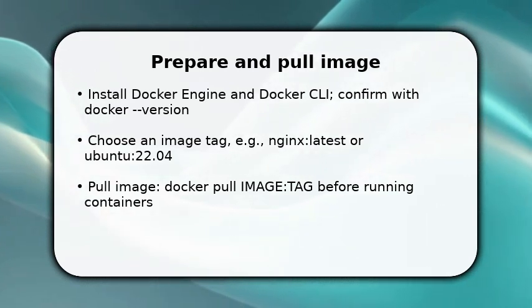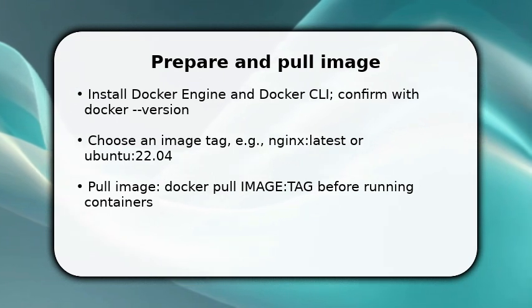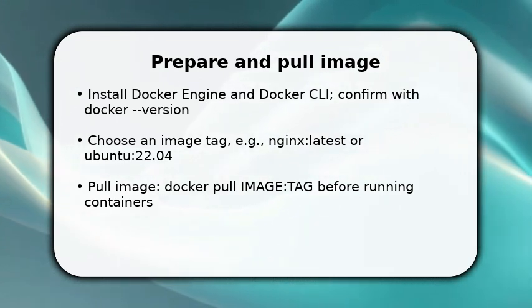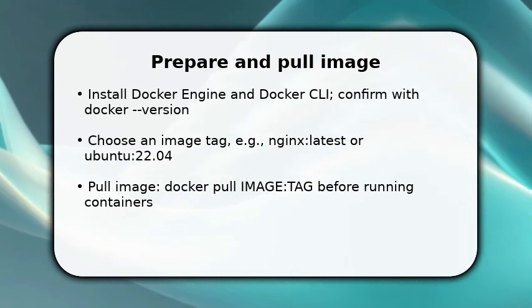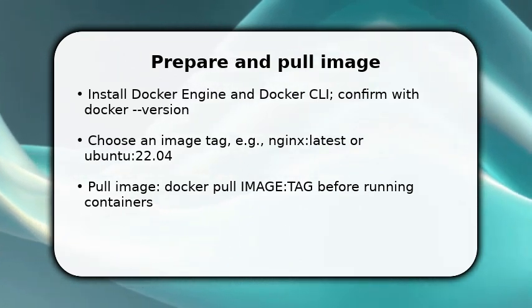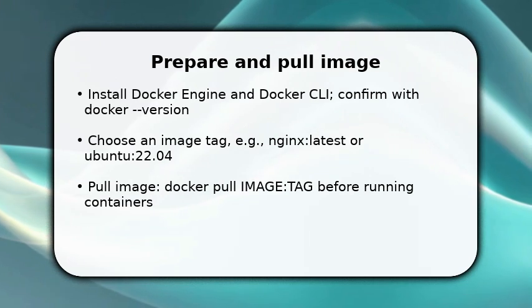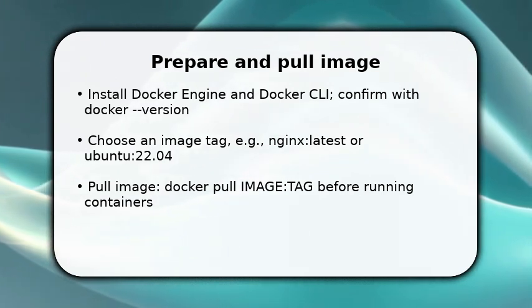Docker pull image, tag. Make sure your network allows access to Docker Hub or your registry. While the pull runs, note the image name and tag. Those are what you'll reference when you create the container, and tagging avoids ambiguous versions.